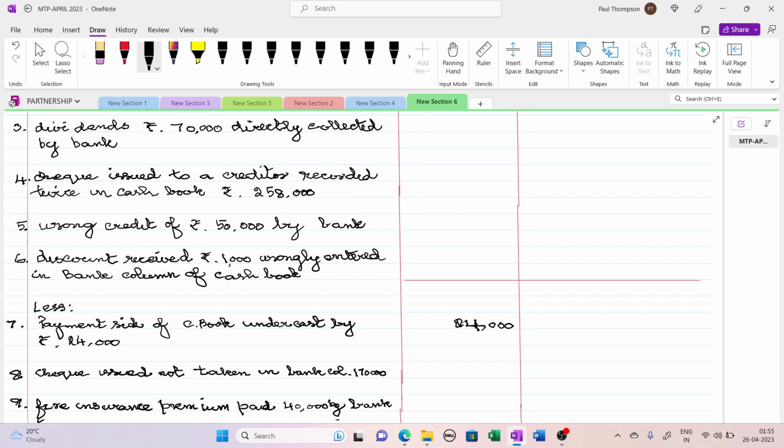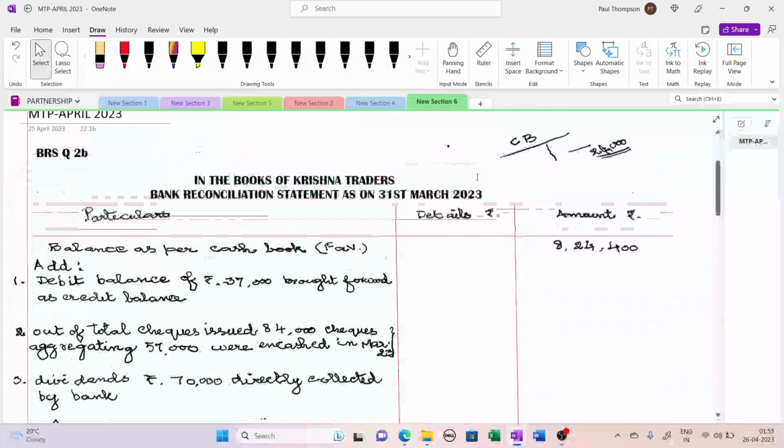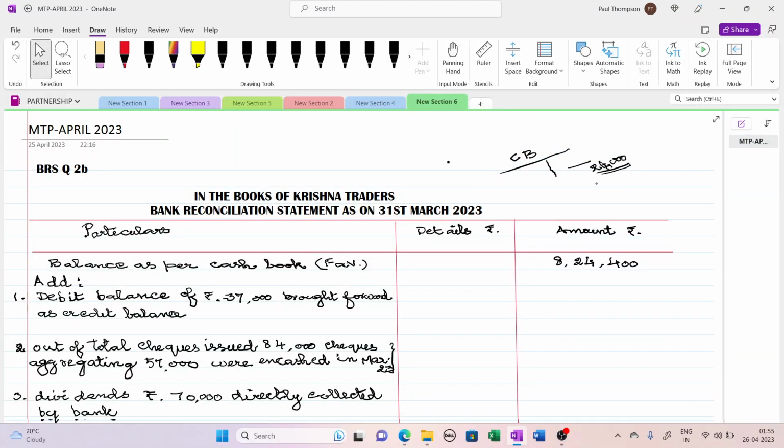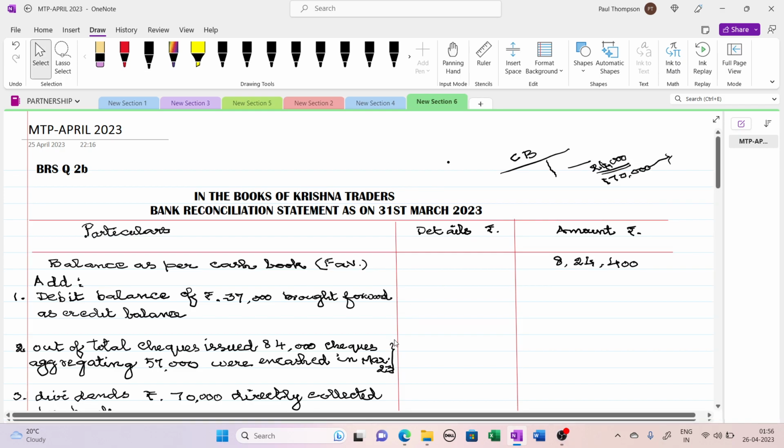Now the next point, as per the question, a check of rupees 1,70,000 issued on 20th March 23 was not taken in the bank column. What I did, I issued a check of 1,70,000, but I forgot to write it on the credit side. This check has gone to the bank and the bank would have made the payment, but I have forgotten to enter it into the cash book. It doesn't mean that the bank will not reduce my balance.